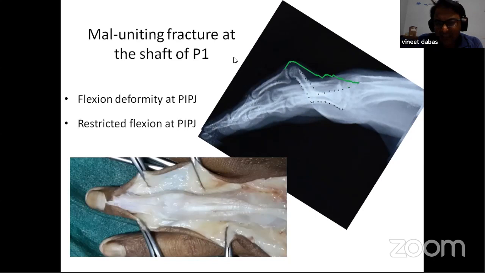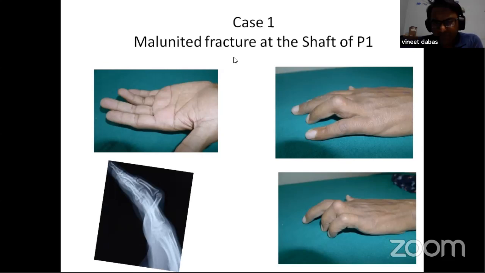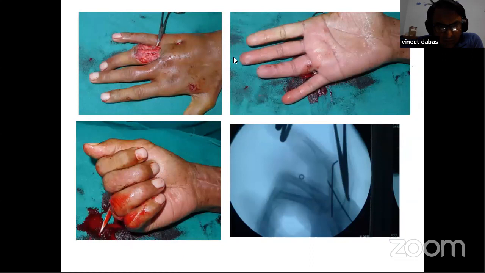And that leads to an extensor lag at the PIP joint, which if left like that will develop a fixed flexion deformity at the PIP joint. It is known that more than 30 degrees of volar angulation leads to a pseudo claw deformity. And this is what we see clinically: a flexion deformity at the PIP joint in this patient and a pseudo claw-like deformity of the ring finger.